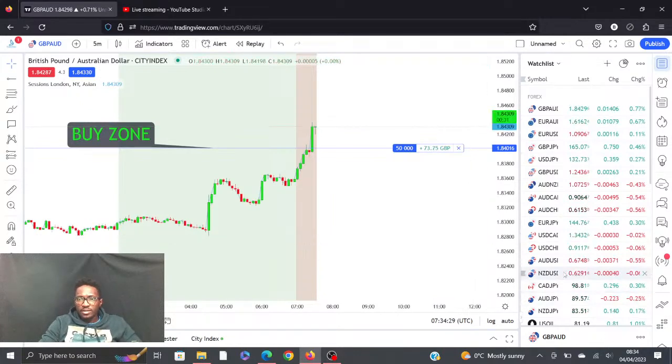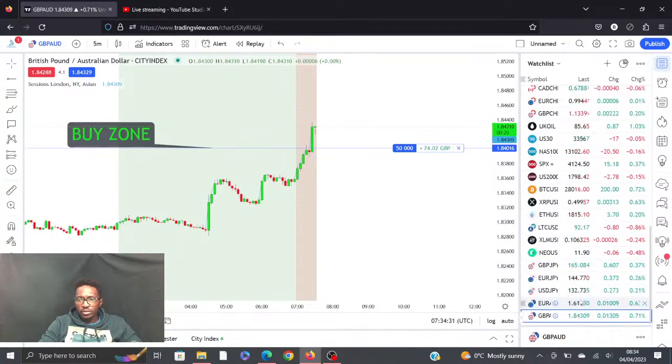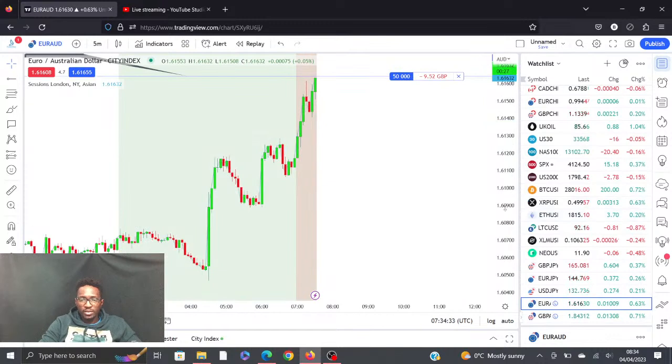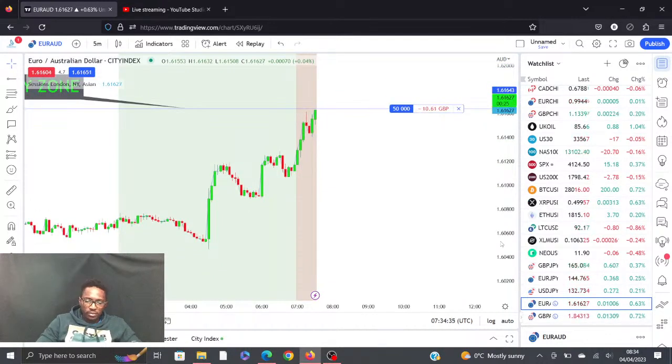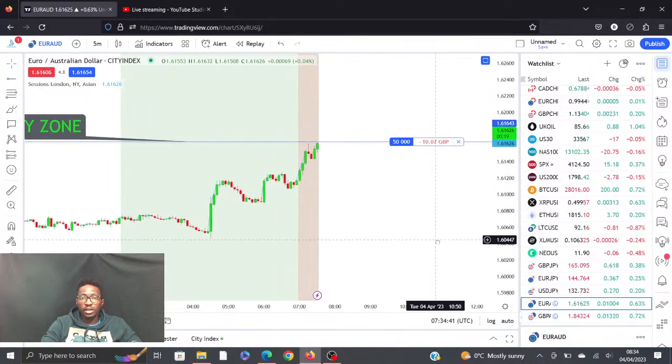Okay, I think our second trade on the Euro Aus has just been executed as well. So we now have two positions that are open.